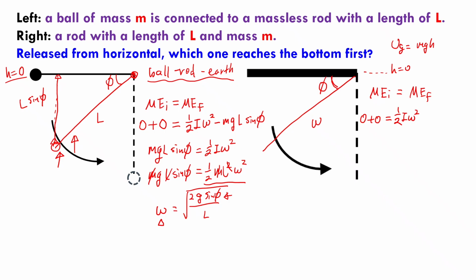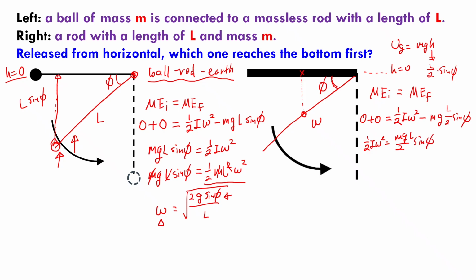But there is one thing here. Remember, the center of mass for the rod is here. So the height it actually decreases is from the center of mass here to the center of mass here. So then this h right here is actually half L times sine phi. So the gravitational potential energy is minus mg times half L times sine phi. This equation can be written as half I omega squared equals half mgL sine phi.